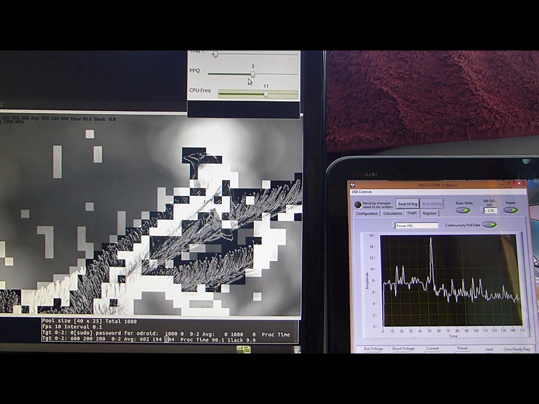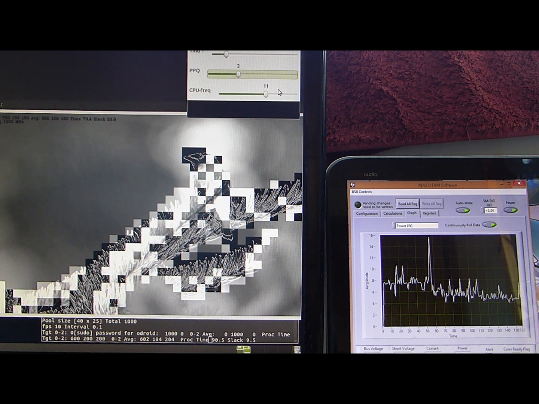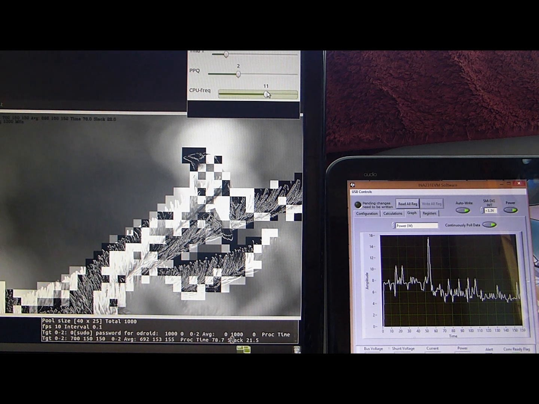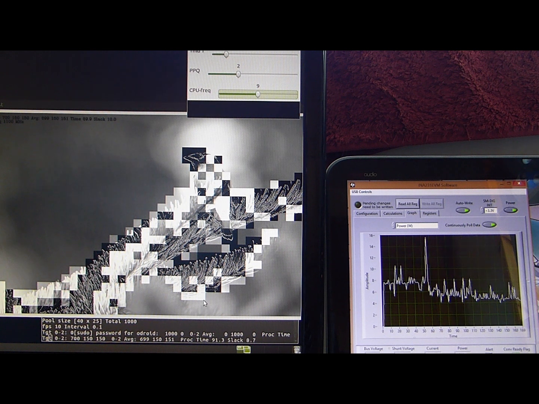And the next step is a further step down again. So here we're into PPQ2. We can shift the frequency down to 1100 megahertz, and we're still in positive slack time, and the power's dropped to about 4.8 watts. Step further, PPQ1.